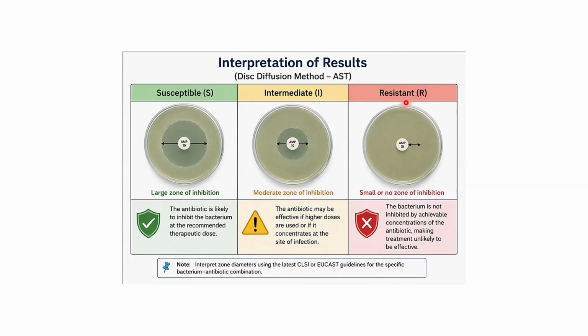And the result, resistant, means the bacterium is not effectively inhibited by the antibiotic. So the antibiotic is unlikely to cure the infection when used. And the resistant organism here usually produces a small zone or no zone of inhibition around the antibiotic disc.